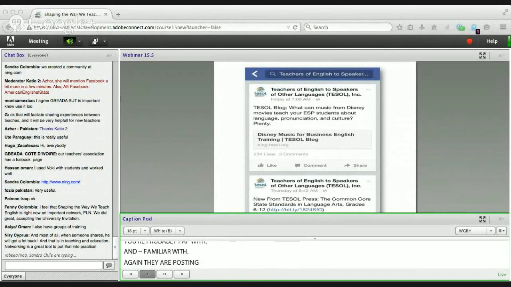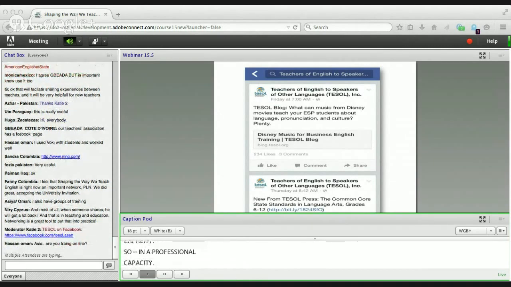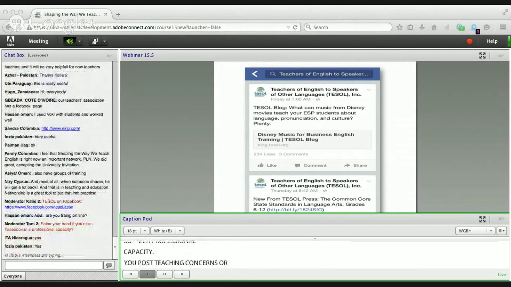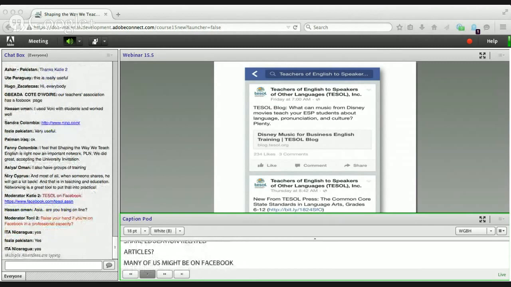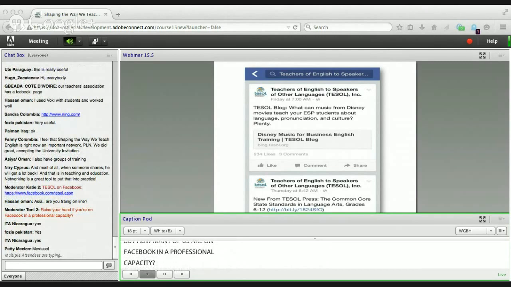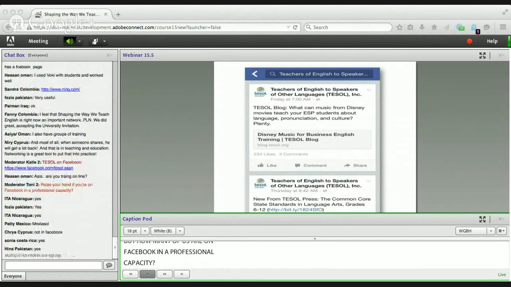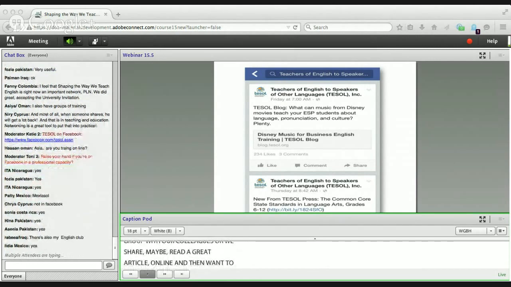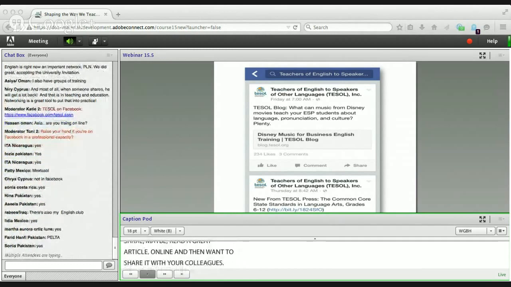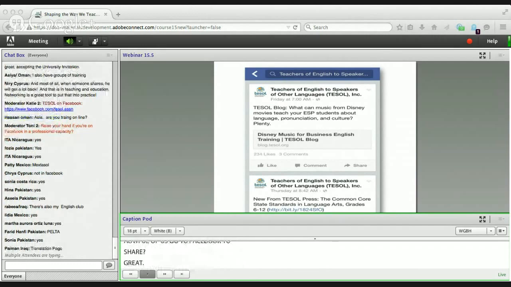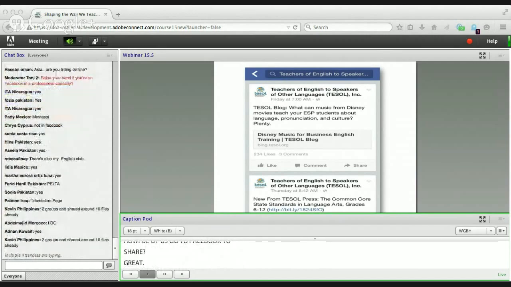So raise your hand if you are on Facebook in a professional capacity. For example, you have liked professional organizations, or you post teaching concerns or share education-related articles. Many of us might be on Facebook for personal reasons, right? But how many of us are on Facebook in a professional capacity, where maybe we have a Facebook group with our colleagues, or you read a great article online and you want to share it with your colleagues? How many of us go to Facebook to share? Great. I'm seeing lots of yeses. Excellent. That's really great that we can utilize these resources.